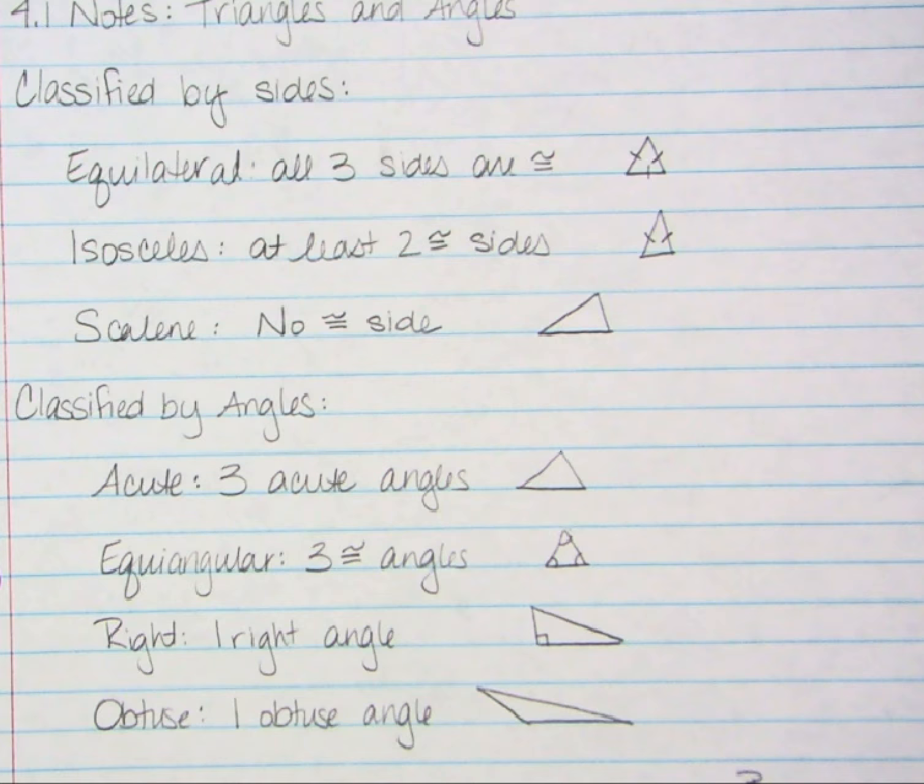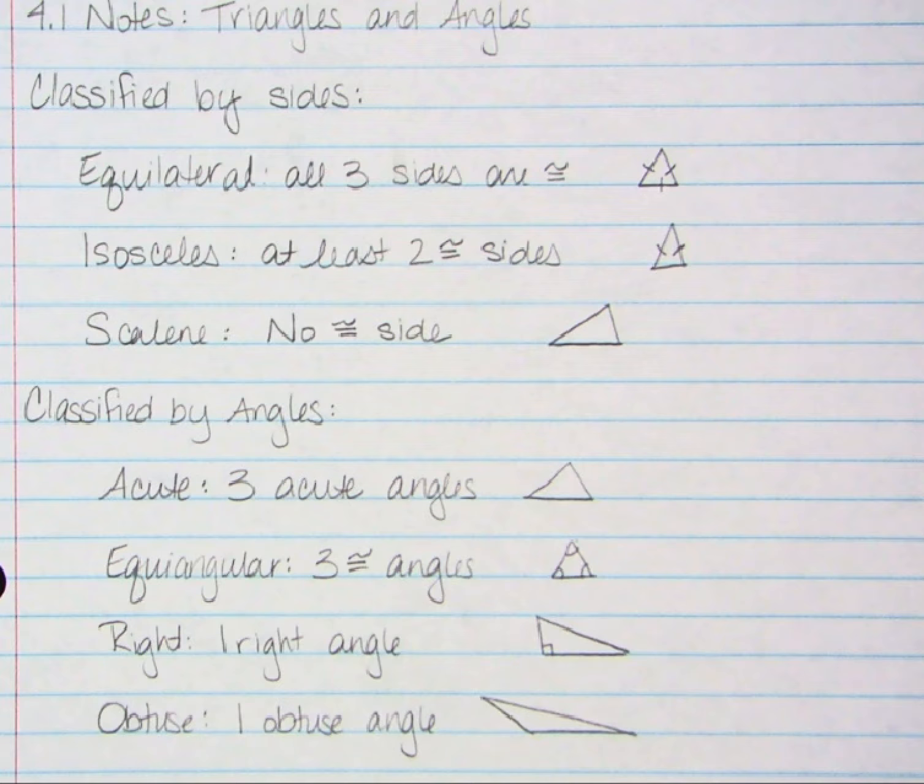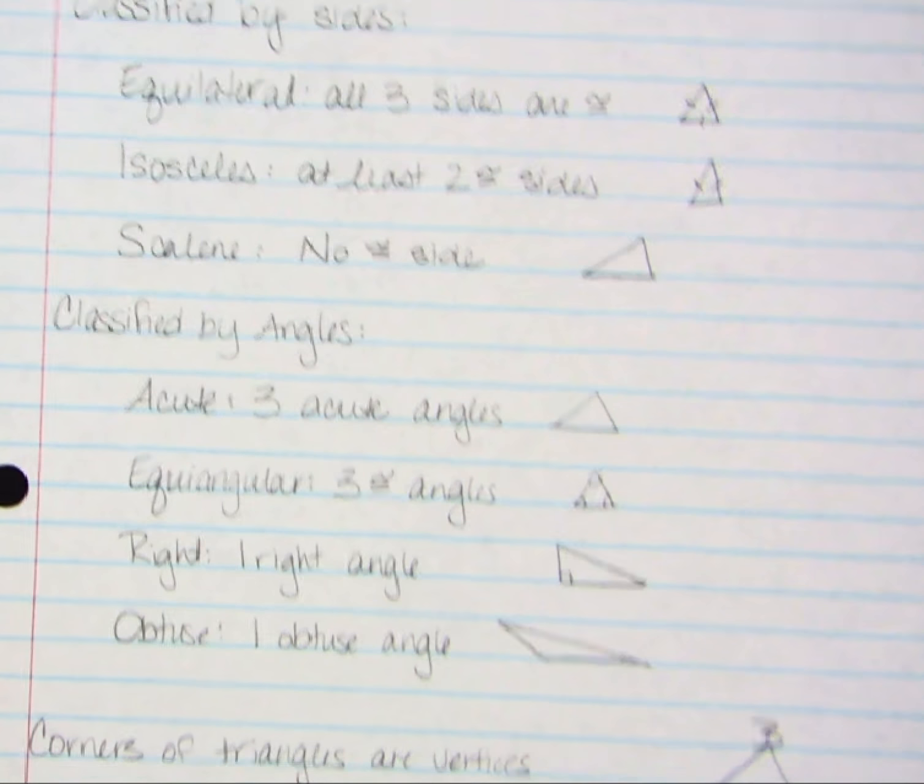We can also classify triangles by their angle measurements. We have four different types of triangles according to their angles. The first is acute, where all three angles are less than 90 degrees. Equiangular is where all three angles are congruent to each other, so all three angles are 60 degrees. A right triangle that has exactly one right angle, and obtuse that has exactly one obtuse angle. So that should be a review.